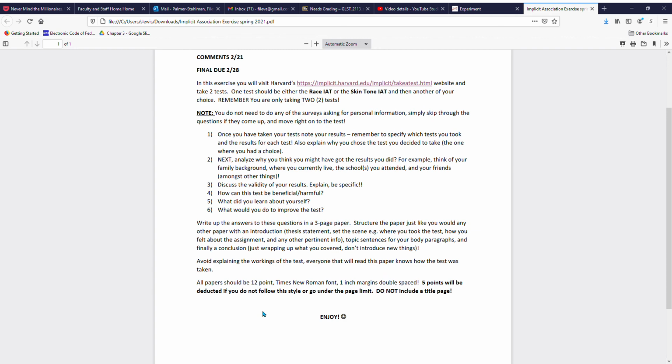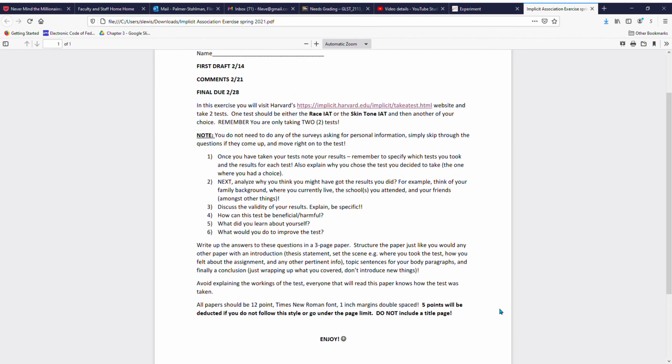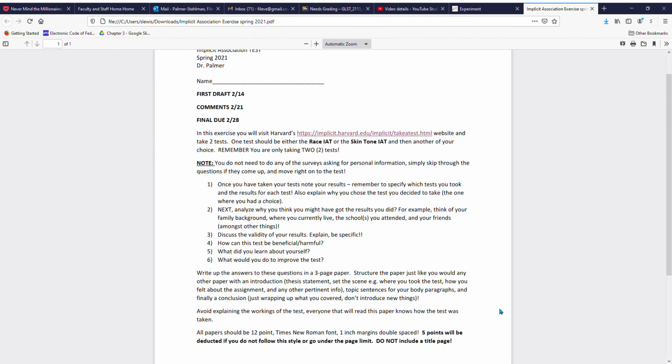Lastly, all your papers should be using 12-point font Times New Roman with 1-inch margins, and make sure it's double spaced. 5 points will be deducted if you do not follow the style or go under the page limit. Do not include a title page. If you are somebody that likes to write, please make your paper no longer than 5 pages.